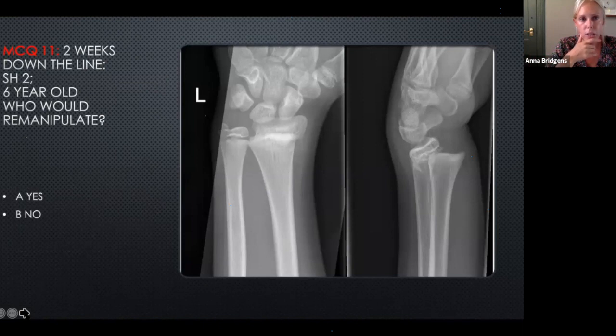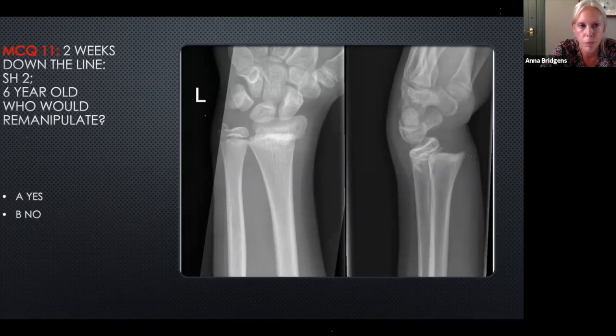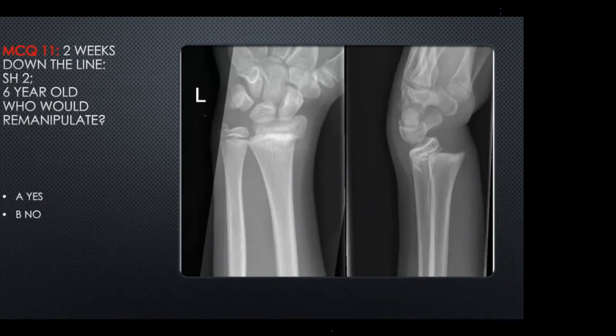This is a 6-year-old girl who has come to your fracture clinic, and she had a manipulation of a Salter-Harris 2 fracture in A&E 2 weeks ago. She's come back, her back slab is all loose, and this is what her x-ray now looks like. Who would re-manipulate it? A for yes or B for no? Oh, we've got 49% yes and 51% no.